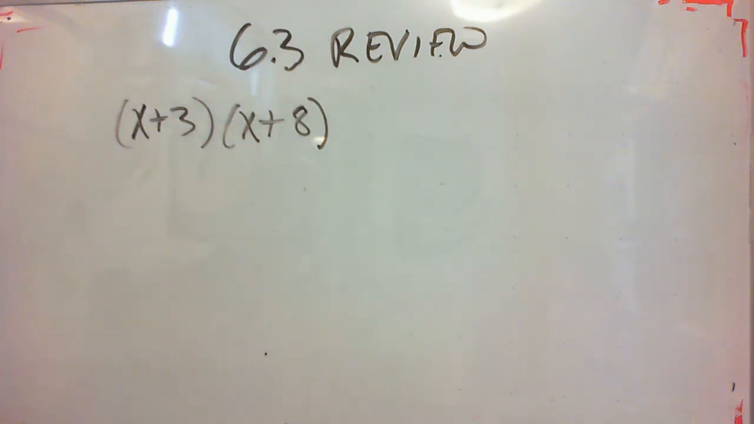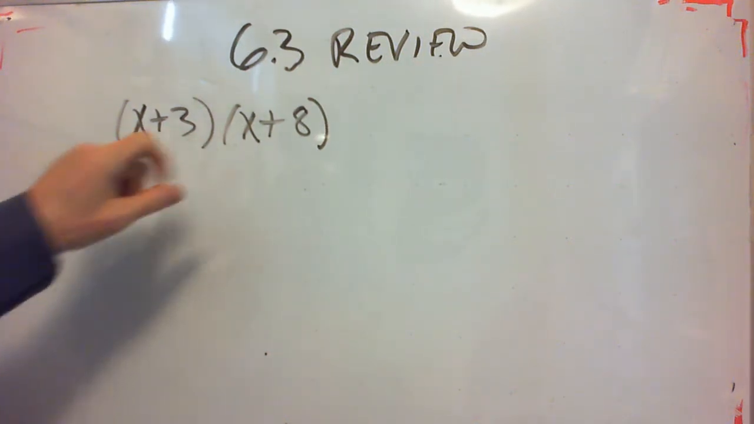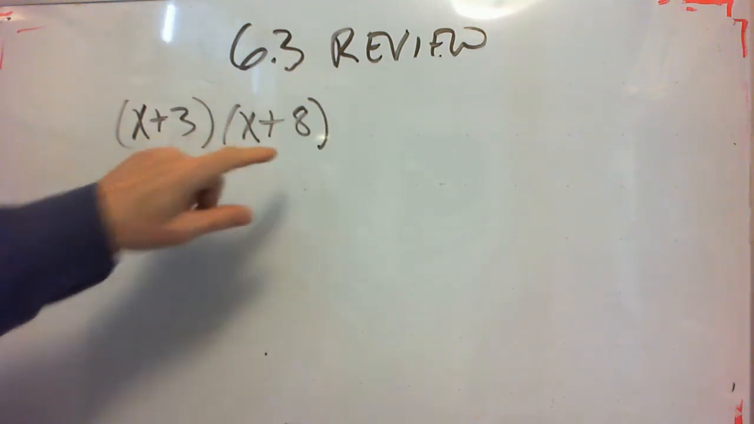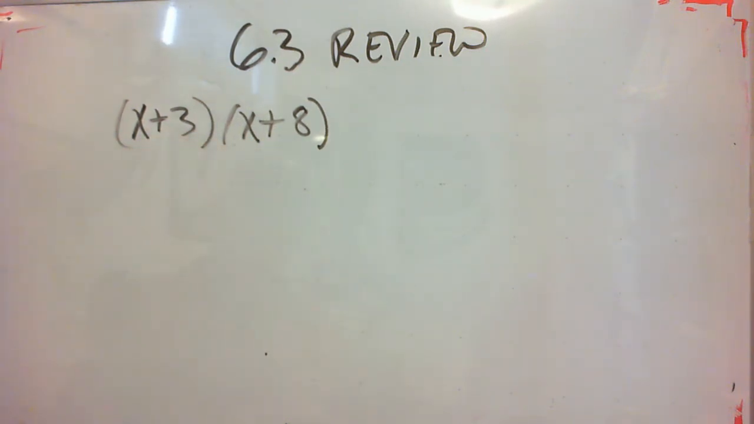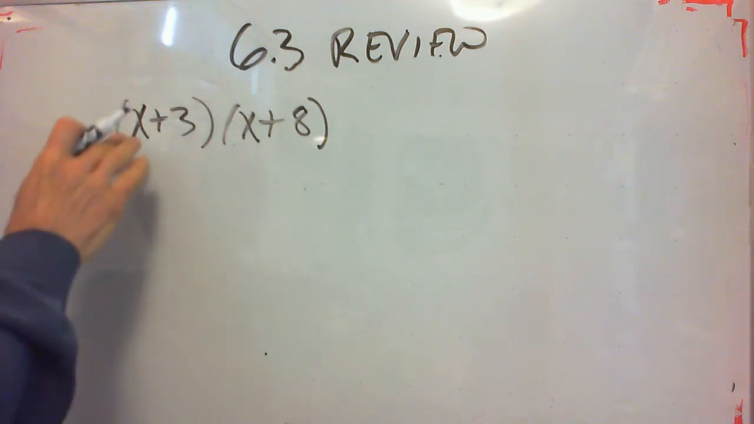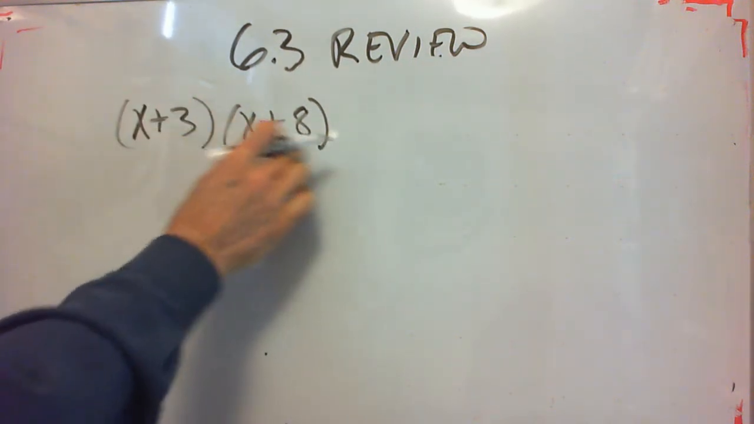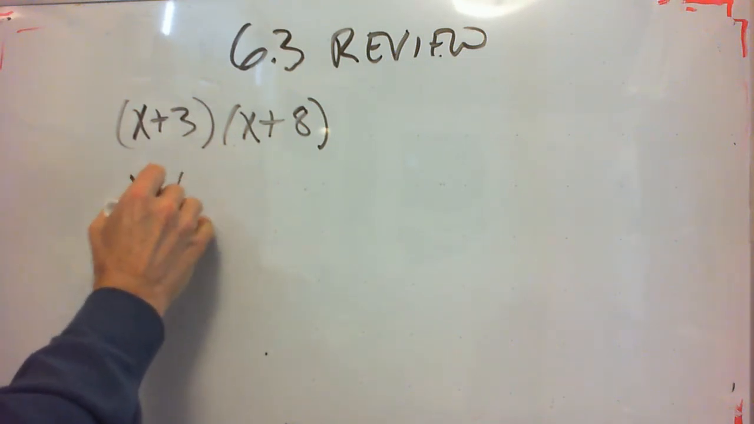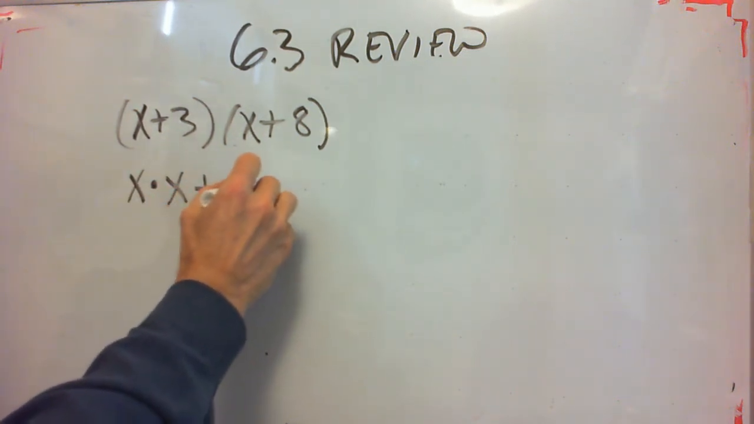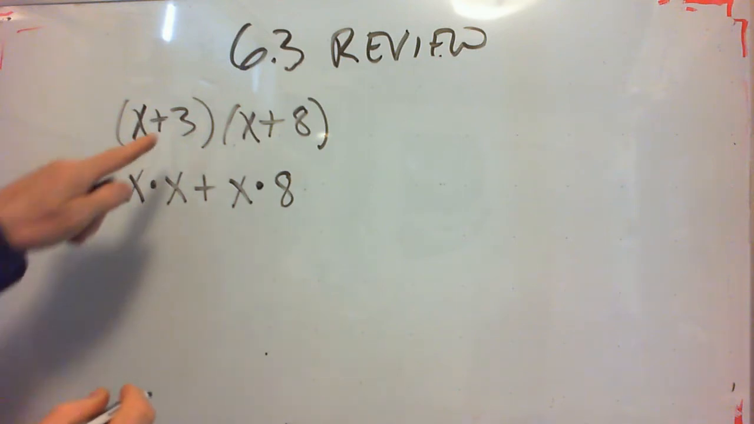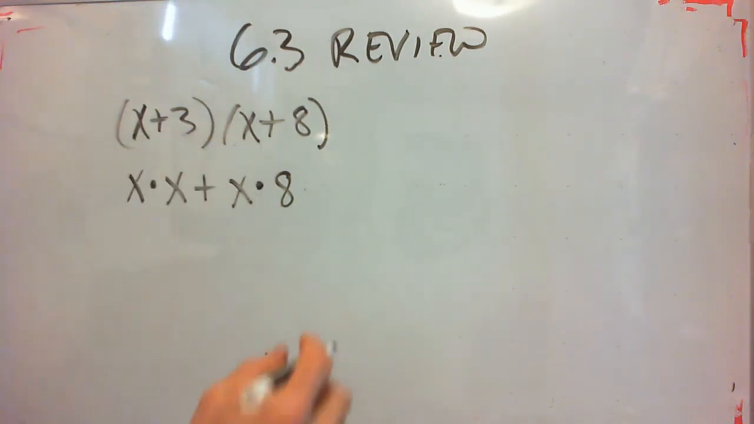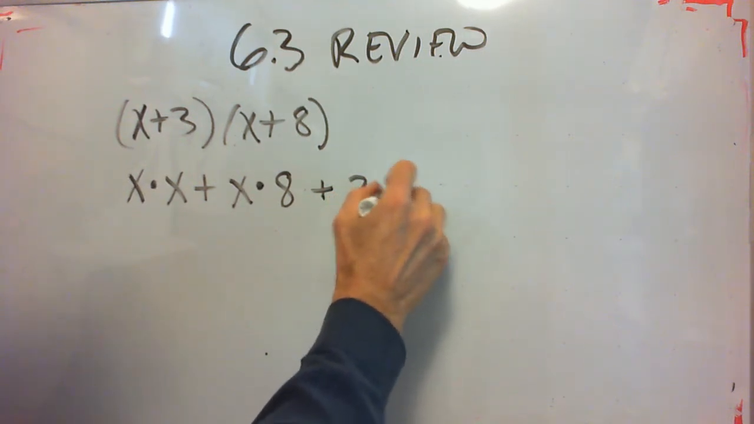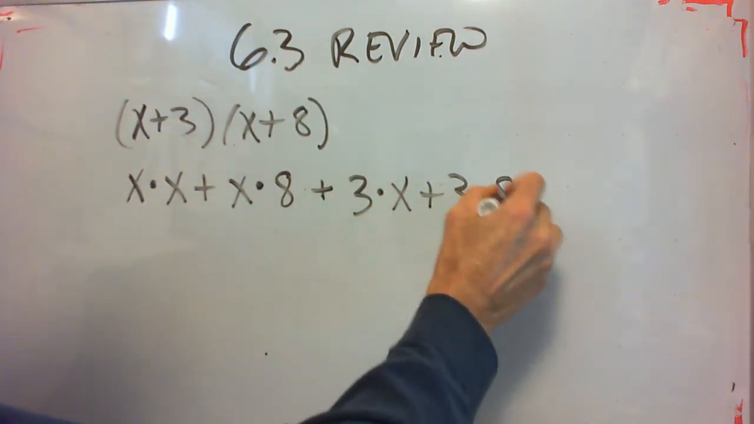Okay, we're going to kind of regress back to something a bit simpler here. Multiply x plus 3 times x plus 8. Now, following that same procedure, we would multiply x times each of these two terms in the second polynomial. So we have x times x plus x times 8. Then we'd multiply 3 times each of those two terms. So plus 3 times x plus 3 times 8.